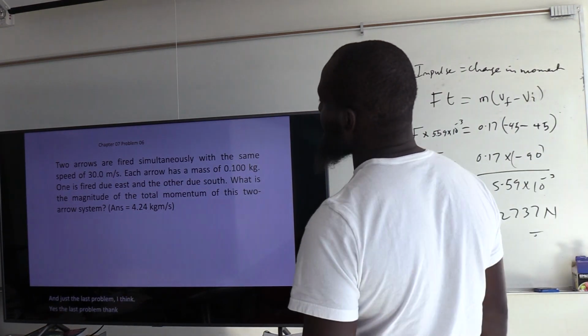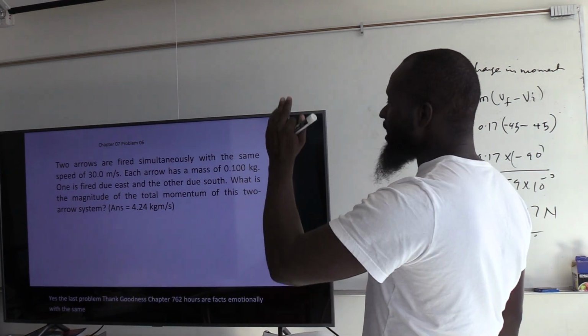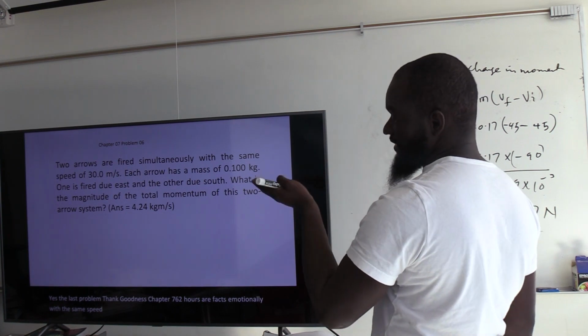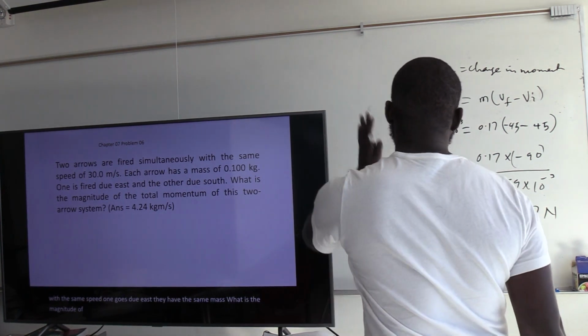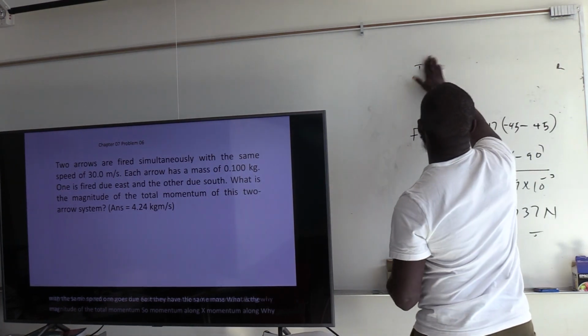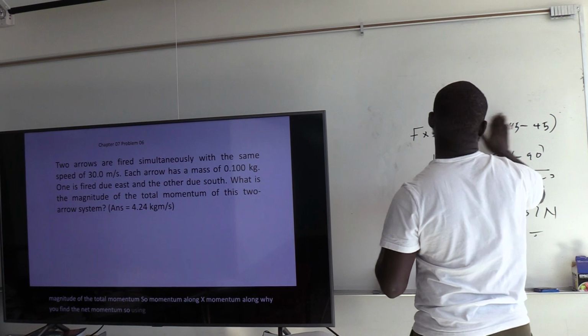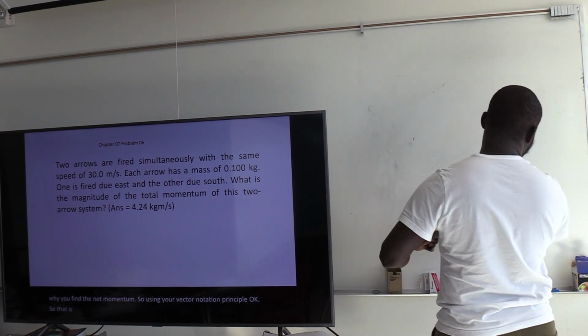Chapter 7, problem 6. Two arrows are fired simultaneously with the same speed. One goes due east, the other due south. They have the same mass. What is the magnitude of the total momentum? So you find momentum along x and momentum along y, then you find the net momentum, using your vector notation principle.